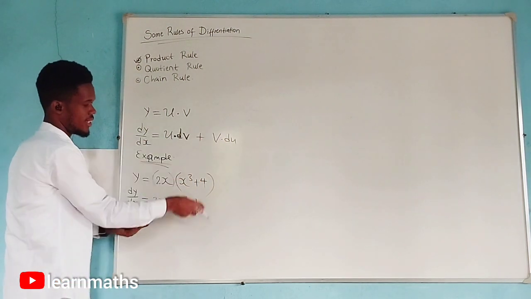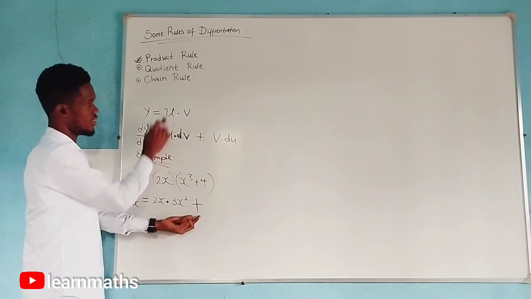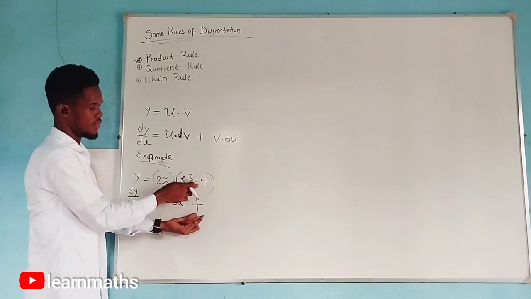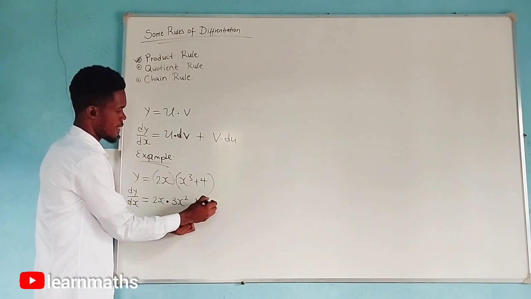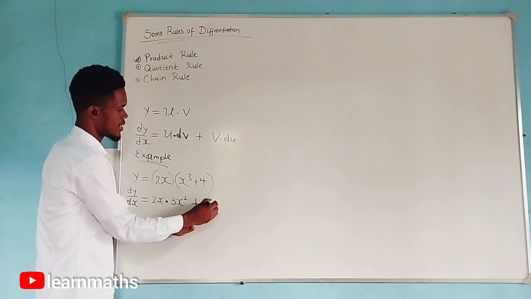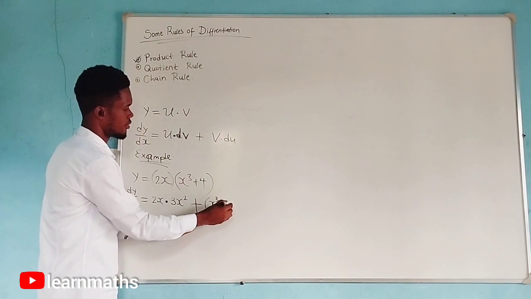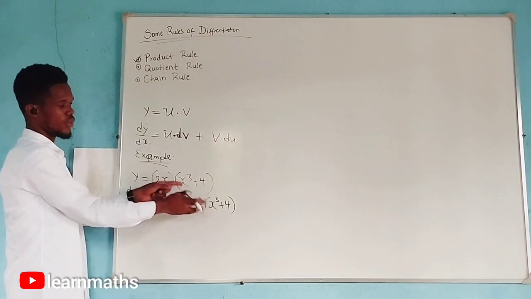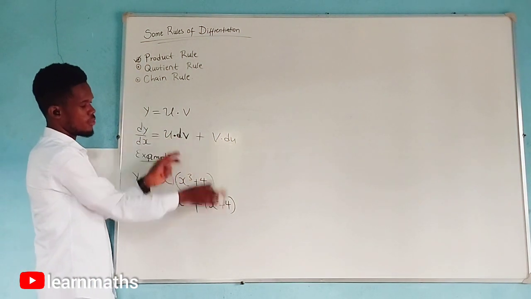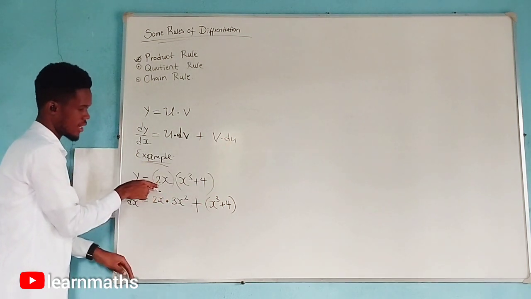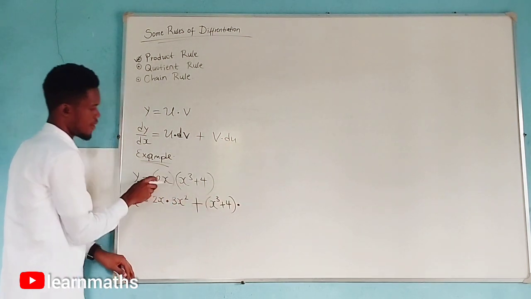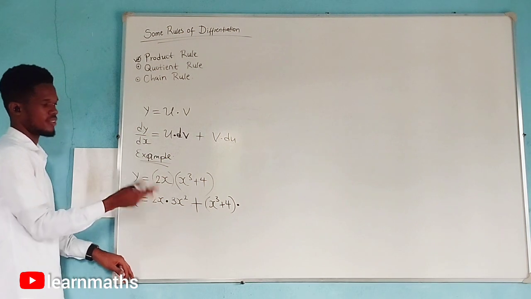Alright, so what's our v? This is our v. We are not going to differentiate it this time around. So we're going to have x raised to 3 plus 4, right? We're not going to differentiate v. Rather, you multiply v with the differential of u. So what's the differential of u? We have 2x.